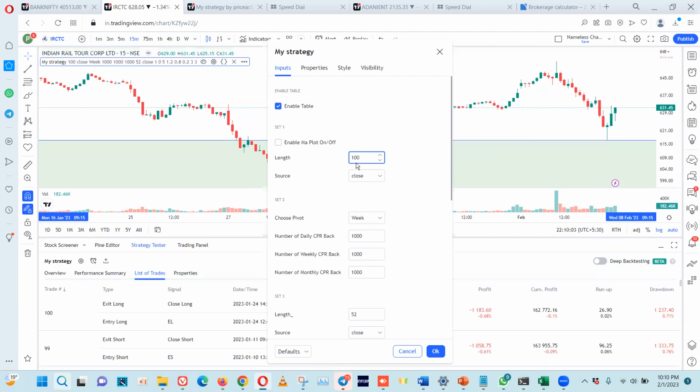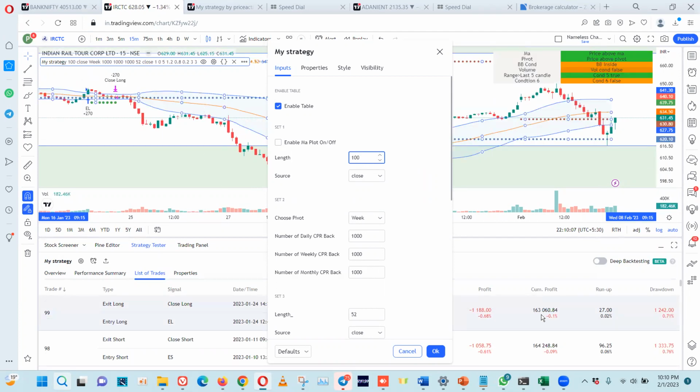So first we have to change these numbers and see whether the profit is increasing or decreasing. At 100 it is 163. At 110, how much is the profit? It's almost the same. At 120 it is decreasing. So try any number from 50 to 220. At how much intervals? 10. If we go to 160, it is increasing. At 170, it is increasing.